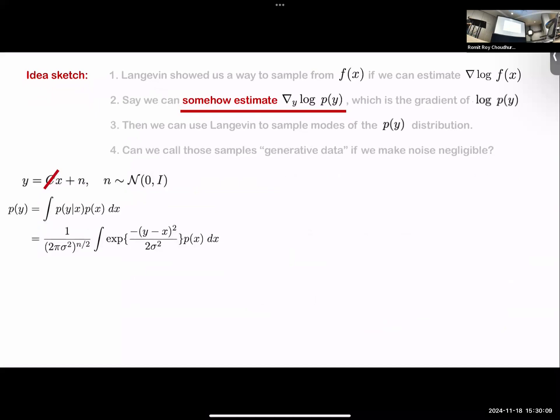y equals x plus n. p(y) can be written as the integral of p(y, x) over all x, which can be written as p(y given x) p(x). Please tell me if this is clear. True. What is this called? Marginalization. That's one thing that would surely remain in your dreams today. What is p(y given x)? Gaussian. So you write this as a Gaussian, e to the power minus (y minus x) squared divided by 2 sigma squared, times p(x). This comes here.